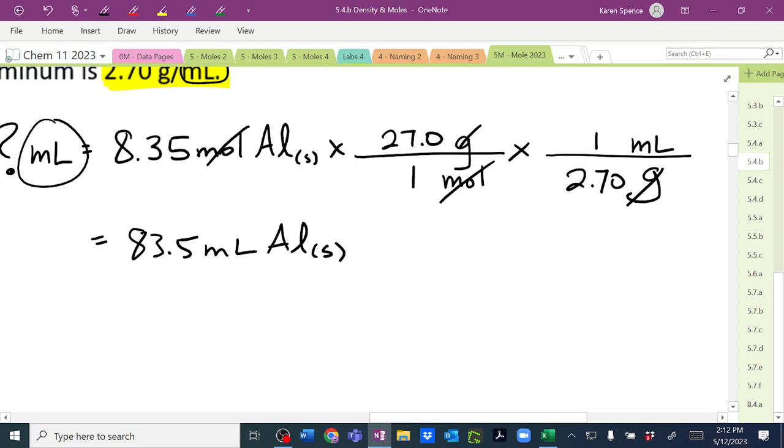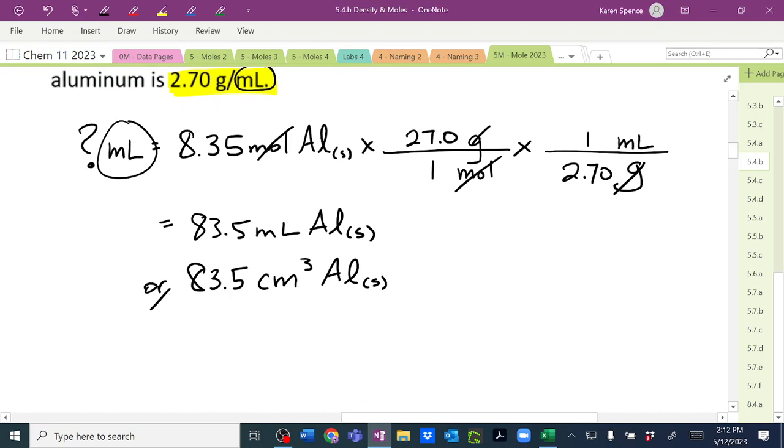Often with solids, instead of using milliliters, what's the other unit of volume that's equal to a milliliter? It's a centimeter cubed. So if you wanted to, and you certainly do not have to, you could write that as 83.5 centimeters cubed of aluminum. But like I said, not necessary. We are not going to do any problems with density today. I've just set this up so after Monday's quiz you can do some of the problems.